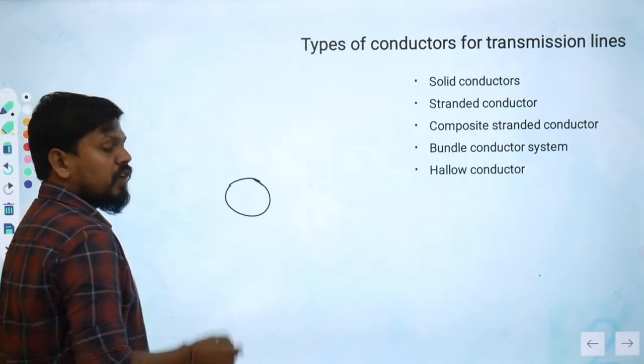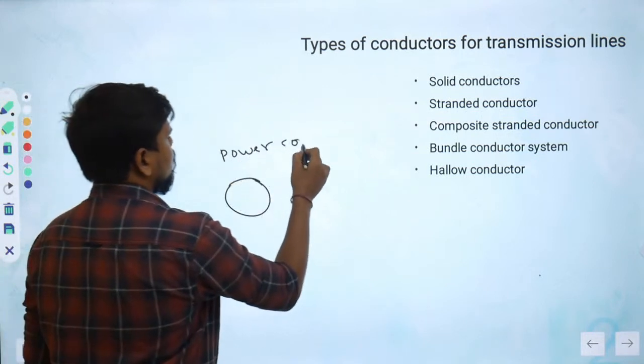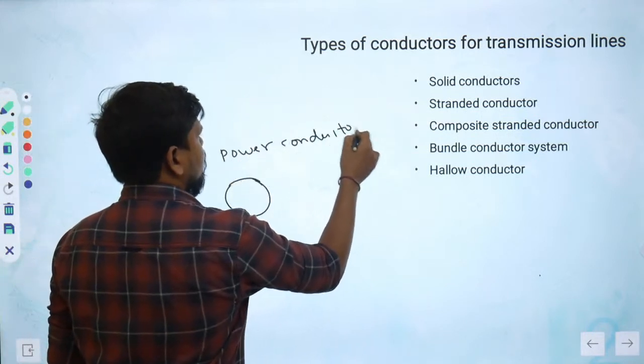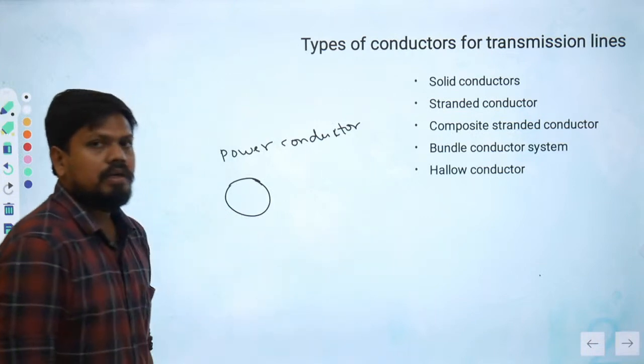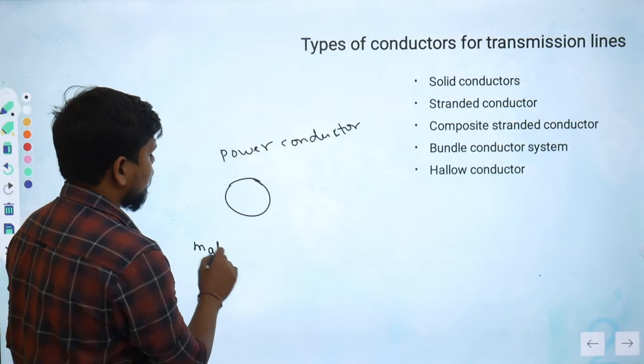For the conductor, this is the power conductor. So for the power conductor, what material are we using? What are the possible materials?